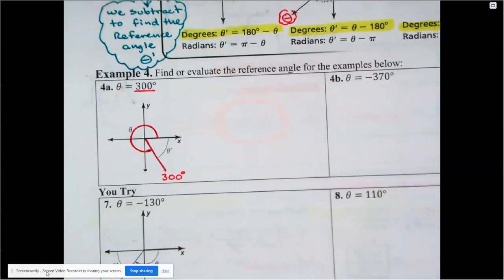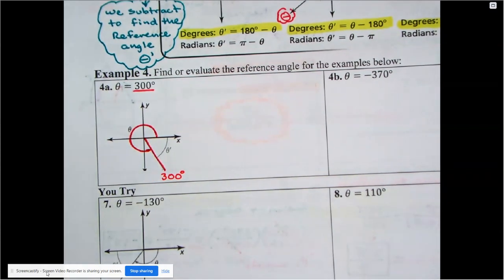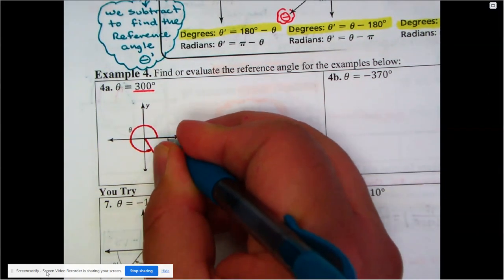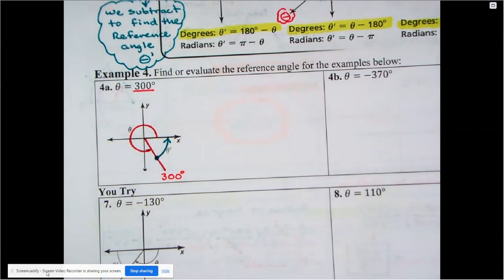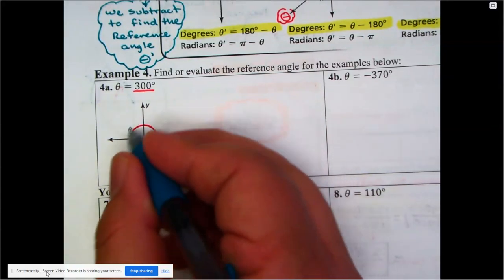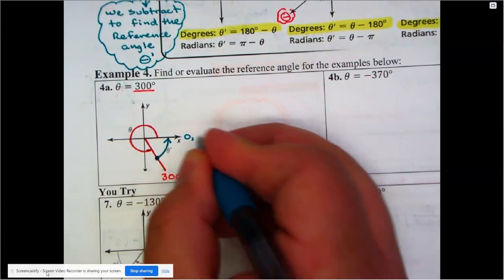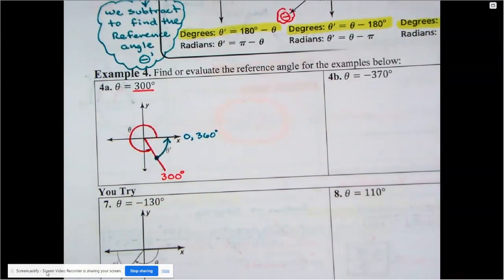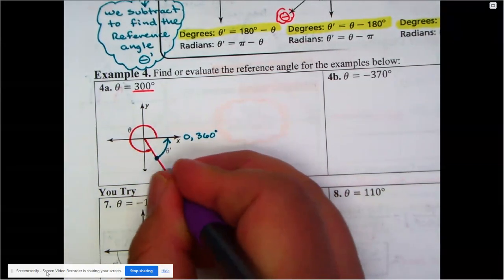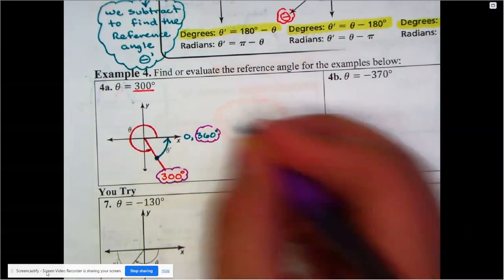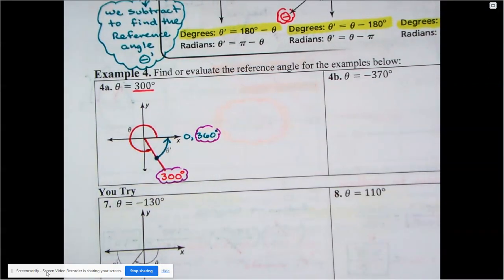Now I need to go the shortest distance back to the x-axis. The shortest distance back is to go like this. But if you notice at that point, I ended up finishing the full circle. So no, I'm not going to use the 0. I went around full circle to get to that 360. So those are my two numbers. My two numbers are 300 that I'm going to work with and 360. You have to know which numbers you're going to use. And look, I'm ready.